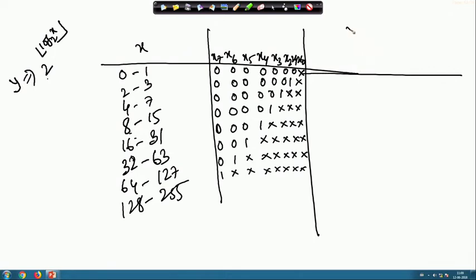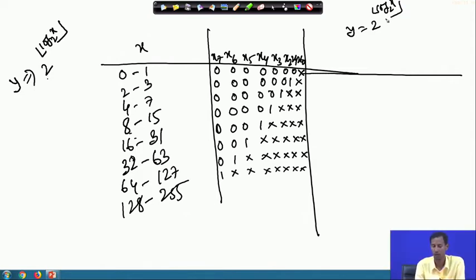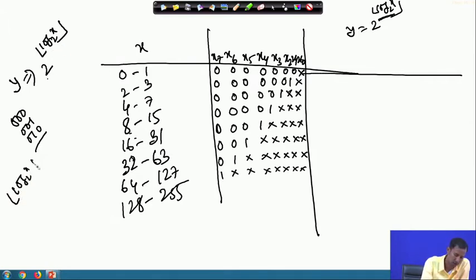Then y equals 2 to the power of log 2 base x. That means, if I consider only this, at that time it will give you 3 bits, that is 0 0 0, 0 0 1, then 0 1 0. So, 2 to the power of, suppose I am considering this x as, let us consider this as a p.